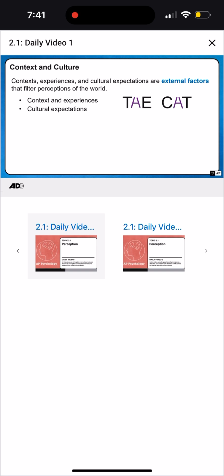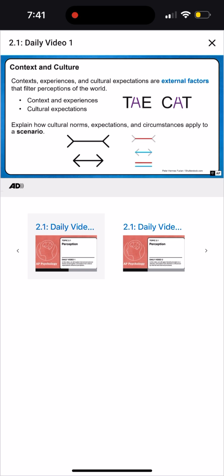Culture can also influence perception. People from different cultures may perceive the physical world differently. Learning influences perception. Let's practice the skill of explaining how cultural expectations apply to a specific example. The Muller-Lyer illusion is when two lines of the same length appear as different lengths, like what we see on the left side.